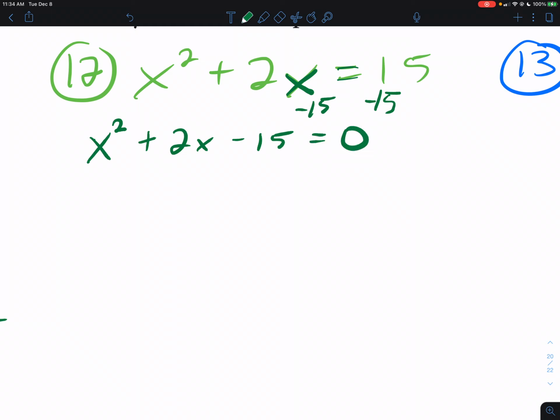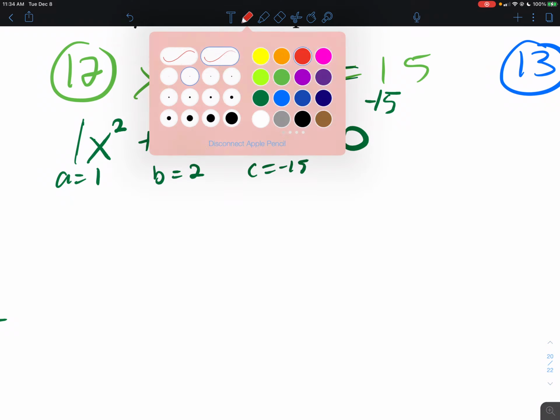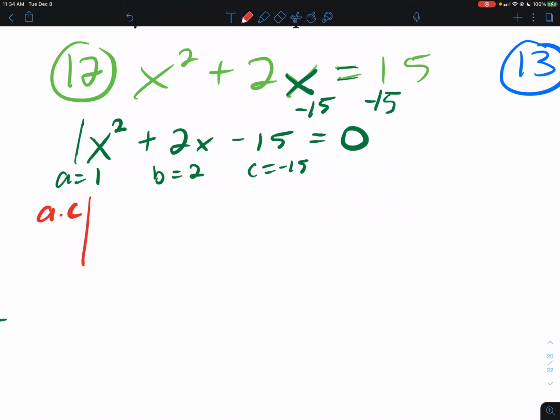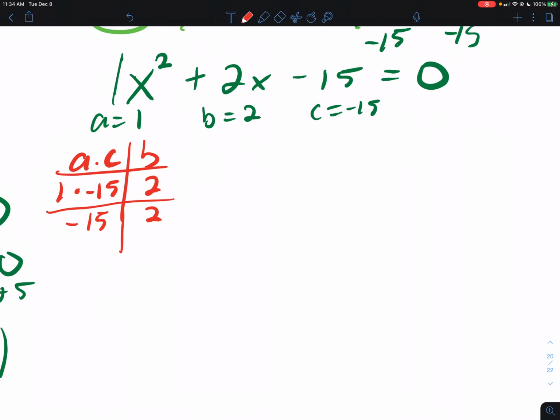And now we need to factor it. This one is one of those easy ones because A is 1 here. So I just need factors of negative 15. A is 1, C is negative 15, and B is 2. So I need factors of negative 15 to add up to 2. Well, since our 15 is negative, that means our signs will be different. So I have a feeling it's going to be 5 times negative 3, because 5 plus negative 3 equals 2.